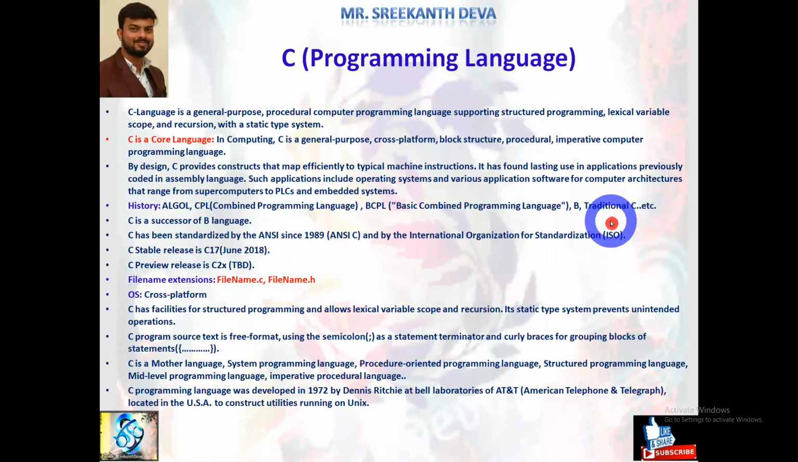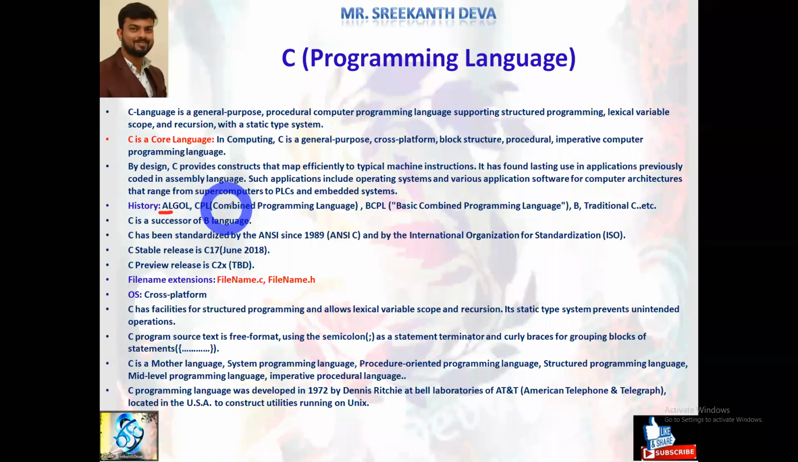Initially it was called traditional C language. Why did the name come as C? Understood, right? In case of Algol, what is the first letter? A. After Algol, they introduced CPL, Combined Programming Language. After some improvements of CPL, they named it BCPL, Basic Combined Programming Language. They enhanced it with the next language called B language. After B language, they enhanced it with new advanced topics in one language called C language.